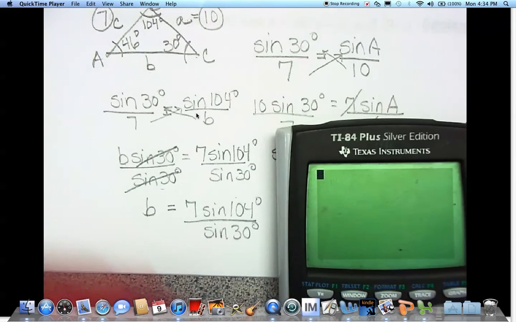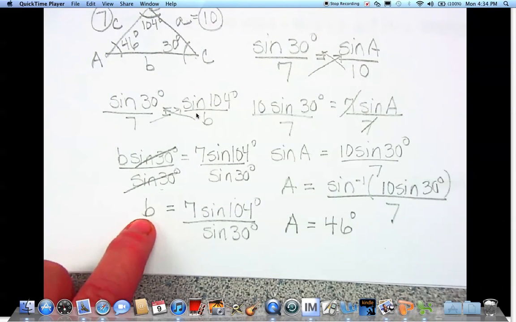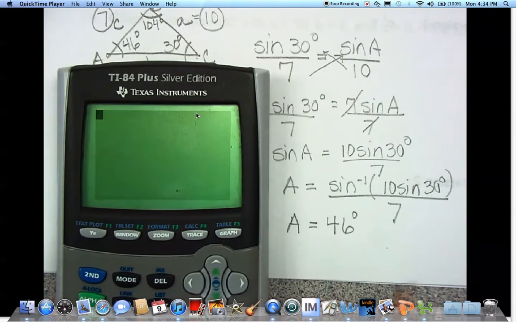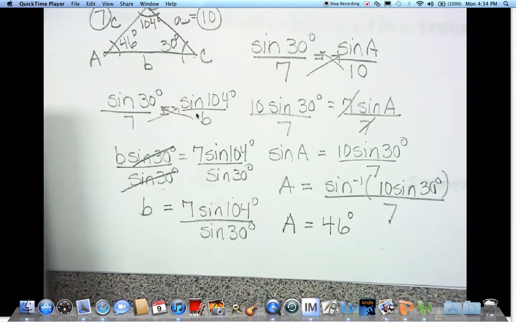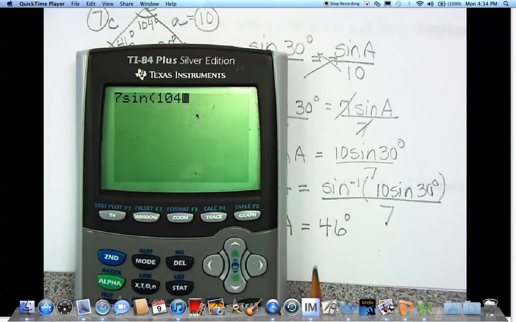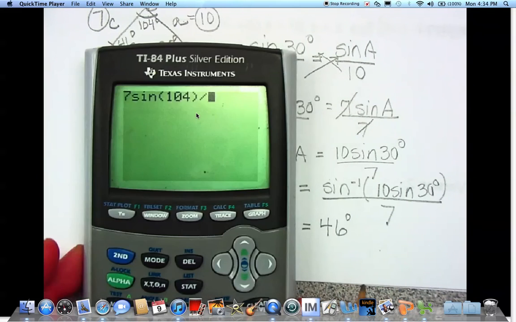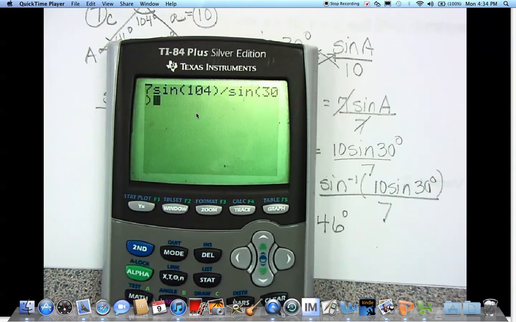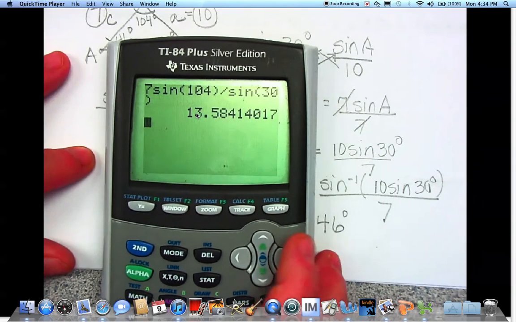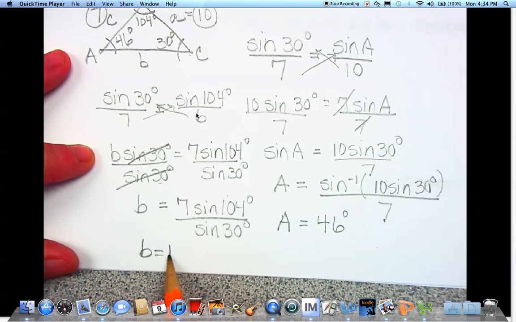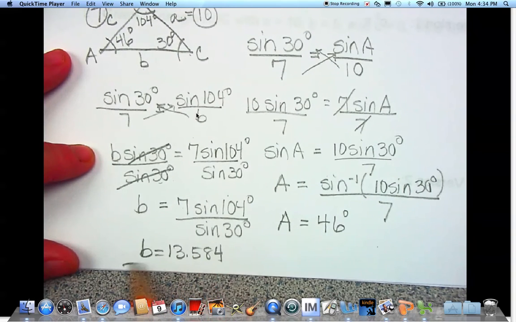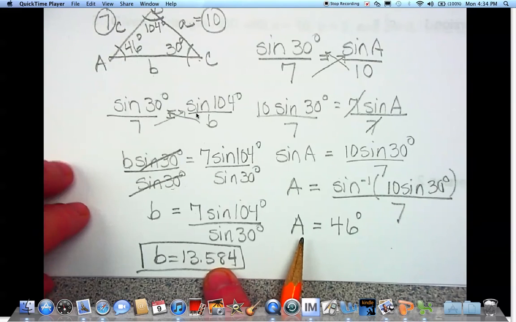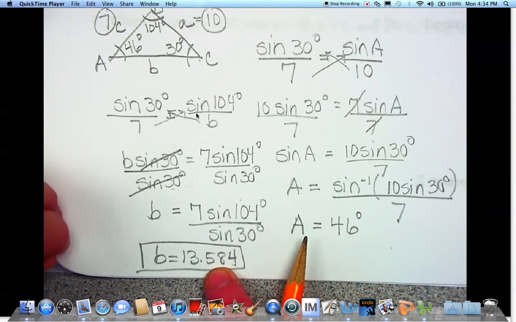Okay, so little b equals 7 sine of 104 degrees divided by the sine of 30 degrees. This is not an angle. This is a side we're finding. So we don't do inverse sine. We just do what it says right here. So we're going to have 7 sine of 104 divided by sine of 30. And we get 13.584. We're going to see if that makes sense. Side c is 7, side a is 10, and so yes, that does make sense. It's about around the same size as those.